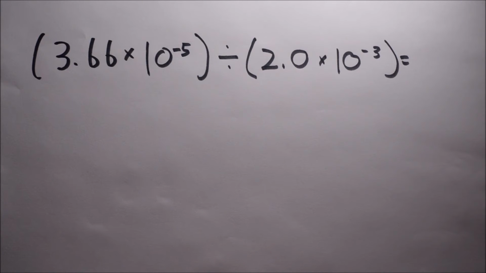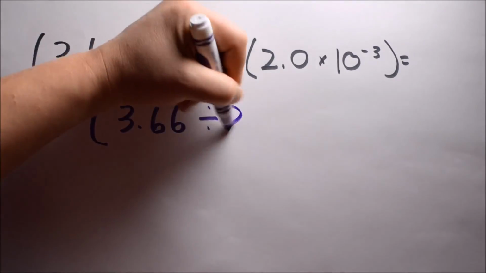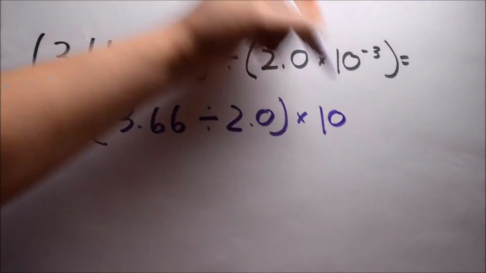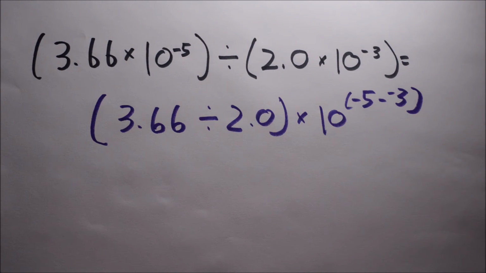How about this one? We have a division problem now, which means that first we need to divide the coefficients. 3.66 divided by 2. Then we're going to subtract the exponents. Negative 5 minus negative 3.